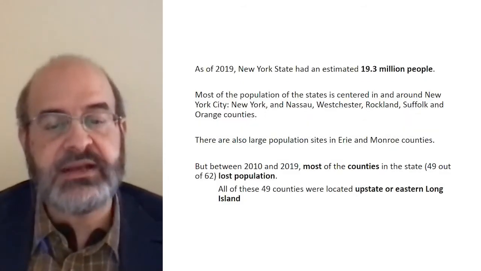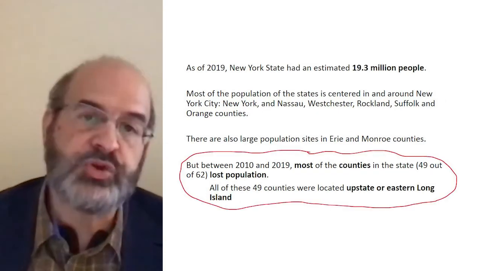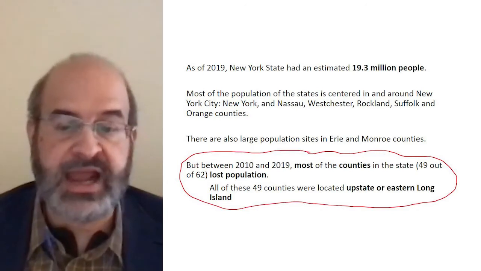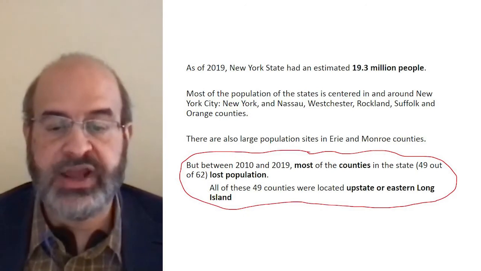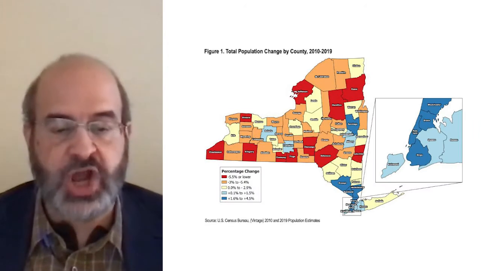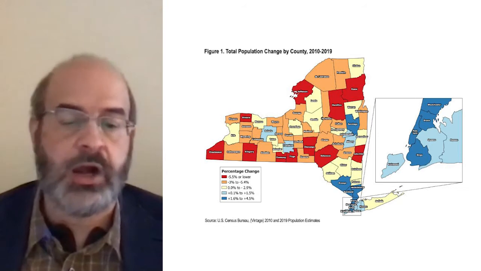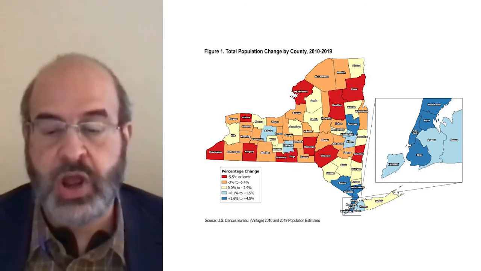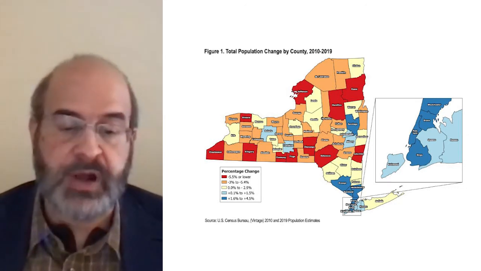As of 2019, New York State had an estimated 19.3 million people. But between 2010 and 2019, most of the counties of the state, 49 out of 62, lost population. All of these 49 counties were located upstate or in eastern Long Island. As figure 1 shows, in the geographic distribution of this population change, counties in red, orange, and yellow showed a decrease in population, while the counties in blue, mostly downstate, show that they are increasing in population.